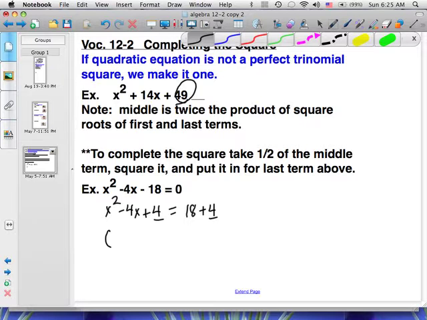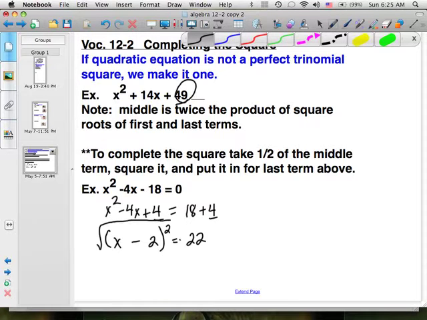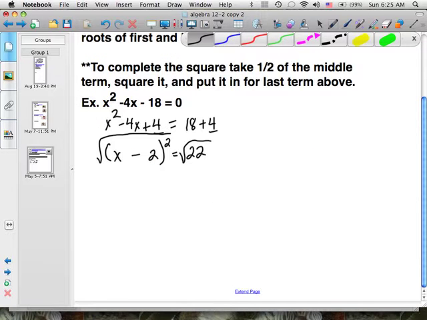So now I have a perfect square trinomial. The square root of x squared is x. The square root of 4 is 2. There's a minus here for the middle term, so I have to put a minus here and square it. And 18 plus 4 is 22. So now I can take the square root of this side and the square root of this side. And I get x minus 2 equals plus or minus the square root of 22.